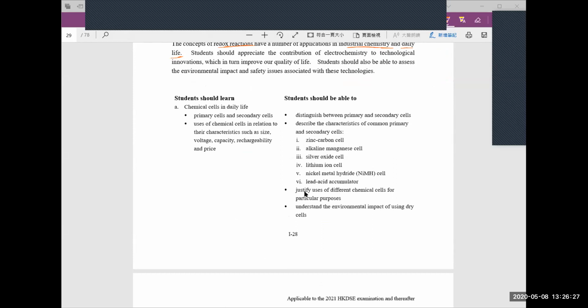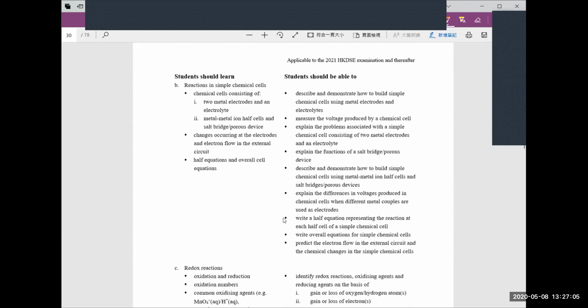Don't worry about understanding all those different primary cells and secondary cells respectively. Okay, don't worry. You need not read those in too much detail. What they just focus on is the concept of redox reaction, by maybe, for example, asking you to write down the half equation. So don't worry. This one, if you don't have enough time, you may skip it. But for part B, reactions in chemical cells, redox, and all those, they have different designs that you may find.